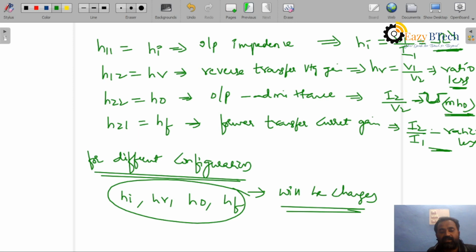Okay, students, in this lecture we have studied regarding the H parameters. In the next class we will study how the H parameters are derived from the input-output characteristics and what are the different types of input-output characteristics, that is common base, common emitter, common collector. How the H parameters vary for the different configurations.